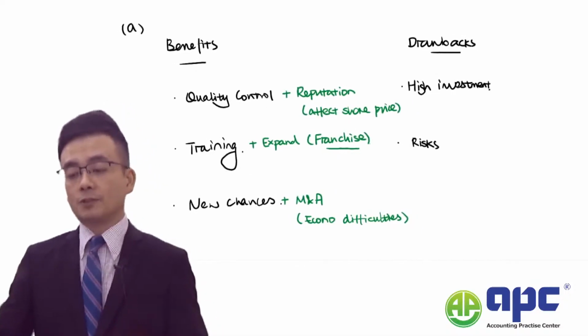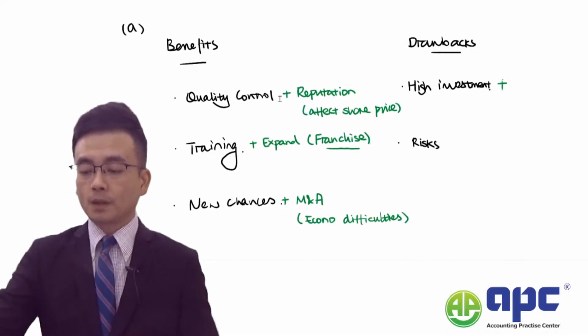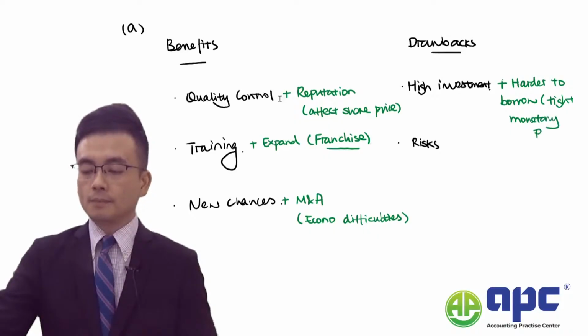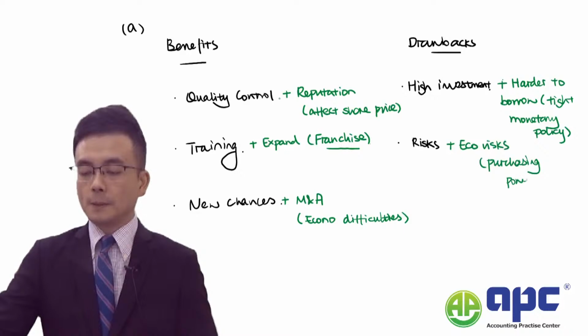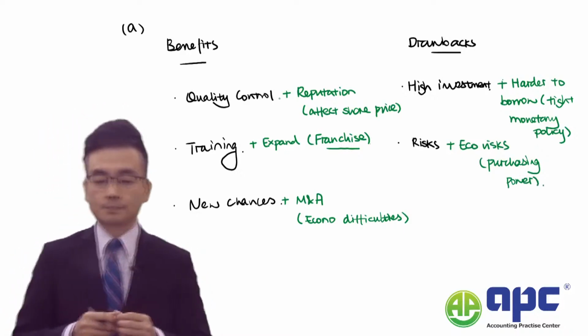But high investment, so for example, we may find it harder to borrow, given that it has got tight monetary policy. And also we need to consider risks in there, particularly the economic risks, the purchasing power of people, because we're told that they're poor, they're not rich.